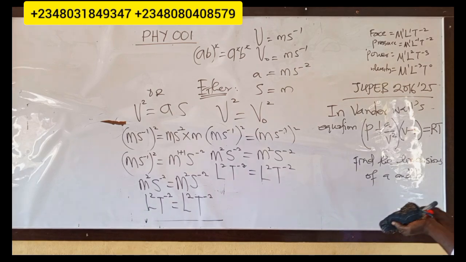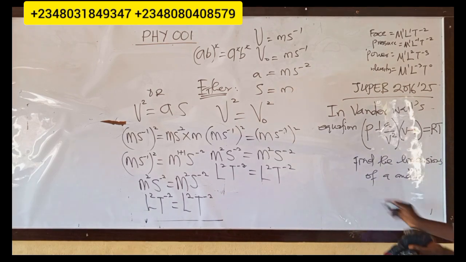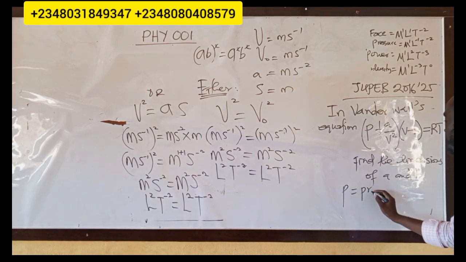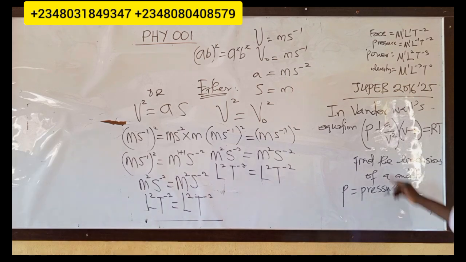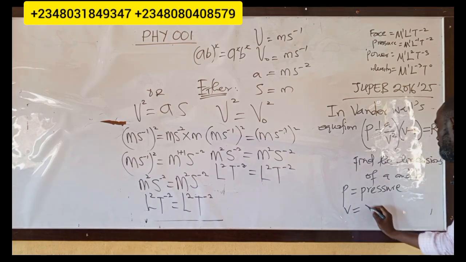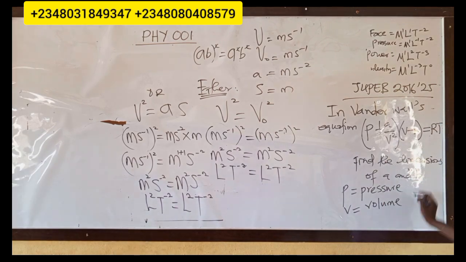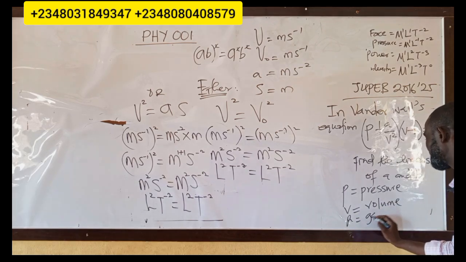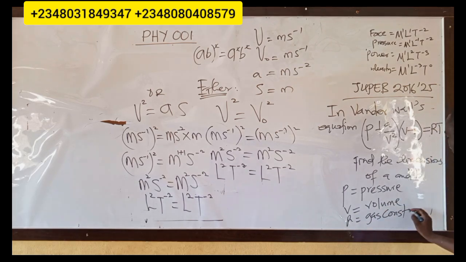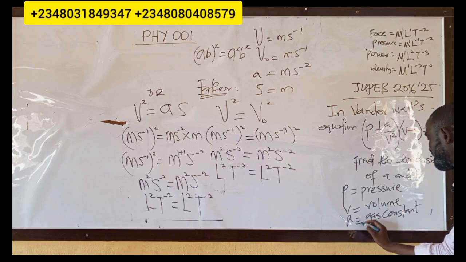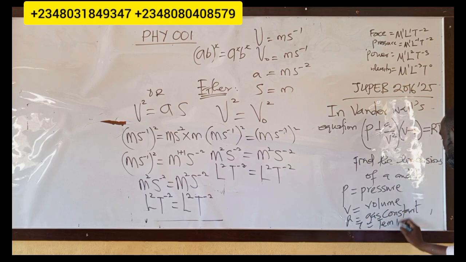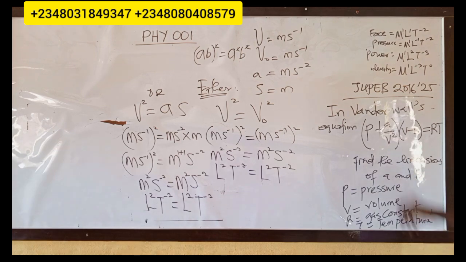I recap. P is the pressure. V is the volume. R is the gas constant, and T is the temperature. All I have to find is just the dimension of both A and B.